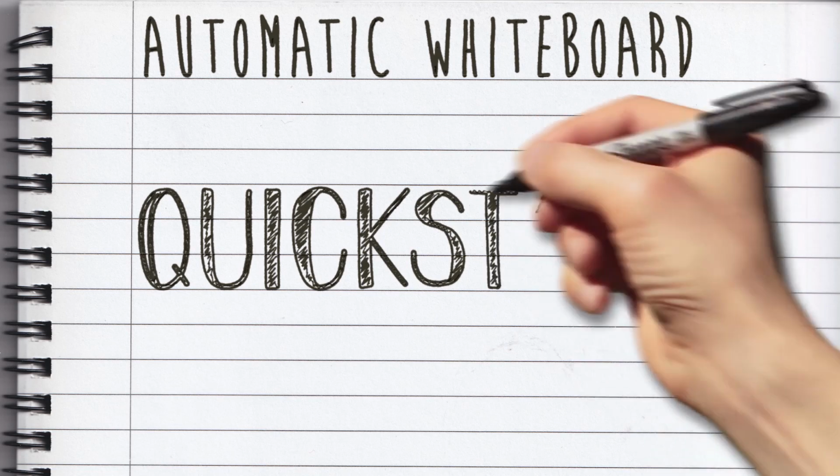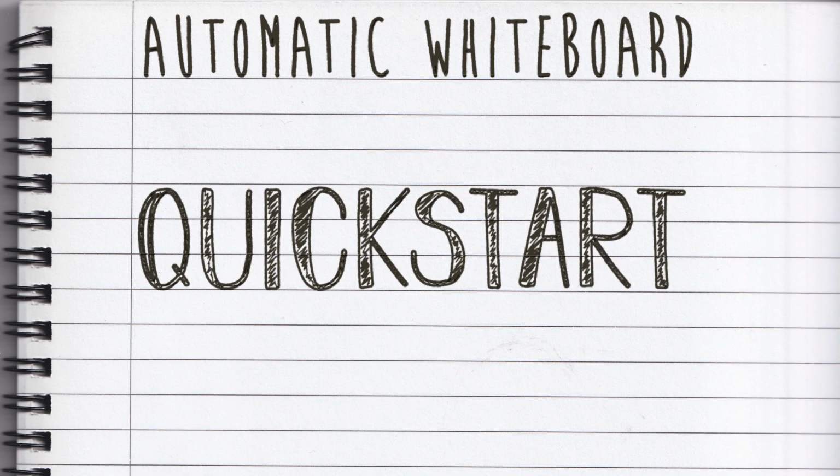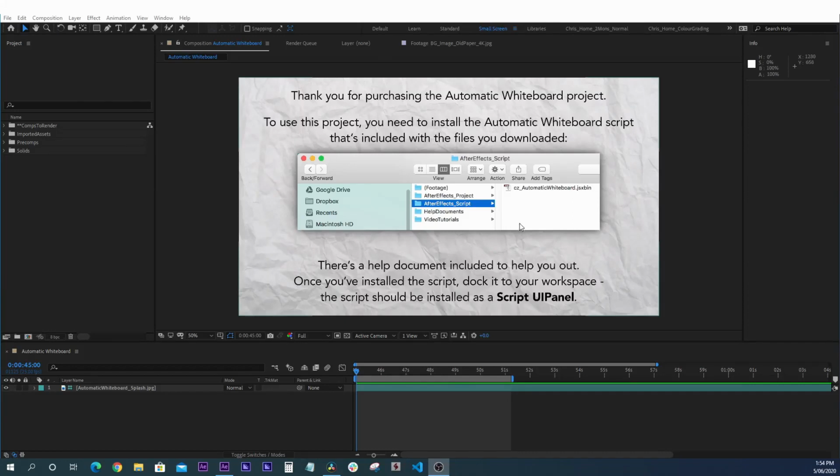I'm just going to give you a quick start guide to get you up and running. The downloaded files come with an After Effects project and an After Effects script, and the script needs to be installed first. There's a separate help document to take you through that process. When you open up the After Effects project, you'll just see a splash screen that reminds you to make sure the script is installed.